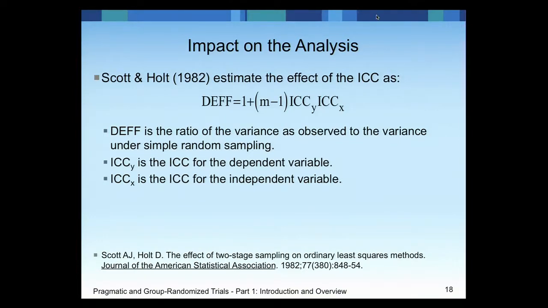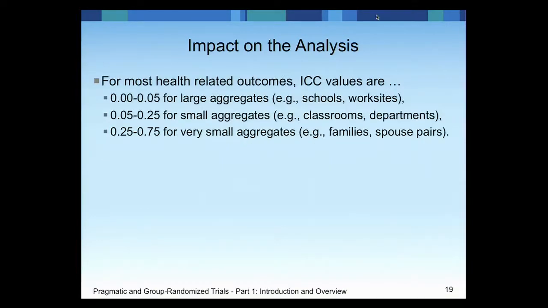For most health-related outcomes, ICC values tend to be small. If we're looking at large aggregates like schools or work sites or churches, the interclass correlations are usually less than 0.05. If we're looking at smaller aggregates like classrooms or departments within a company, we might see values that range from 0.05 to 0.25. If we have very small aggregates like spouse pairs or families, we can see very large interclass correlations, even up into the 70s and 80s.